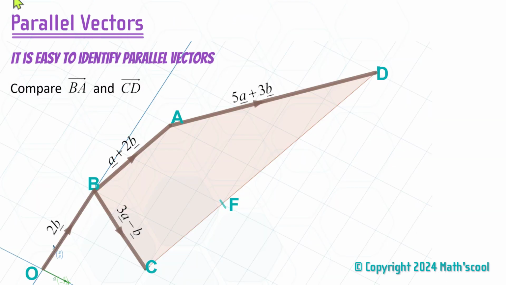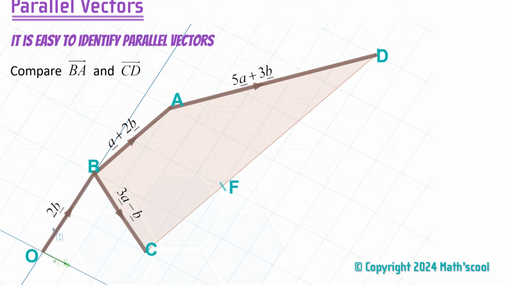Okay, let's move on. So this was the last one we saw in the example, and we worked out these vectors. We worked out that that was 3a minus b, and that was a plus 2b, and that was 5a plus 3b. And it says compare BA and CD. We didn't actually work out CD, but it's okay because we can use a vector route to work out what the vector CD is. So the vector from C to D.